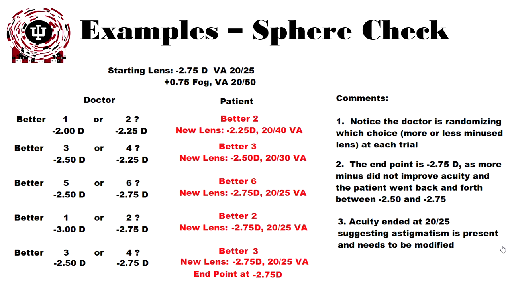Let's look at another option that's a little more complex. In this situation, we still have the same situation of a minus 2.75 with a plus 0.75 diopter fog.